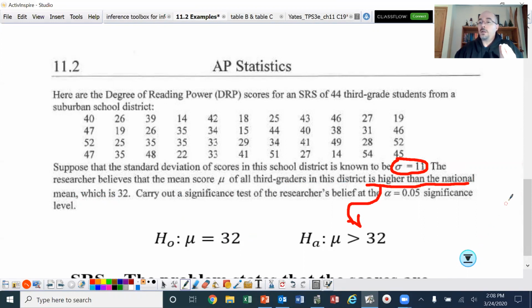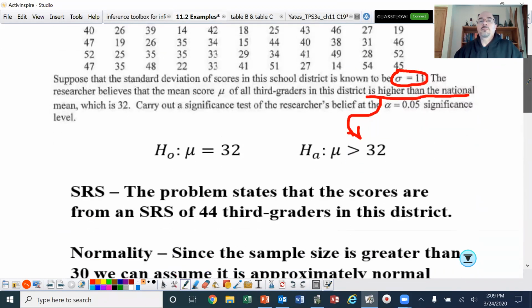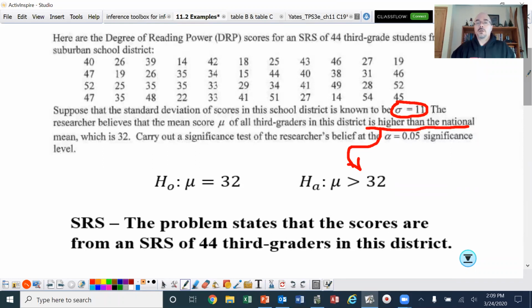So based on what it's saying, that's where you're going to pick that out. All right. Now, that's step 1. Step 2, we are going to check our conditions. Okay, so we're checking our SRS, our simple random sample. It says, the problem states the scores are from a simple random sample of 44 third graders in this district. You have to state that.